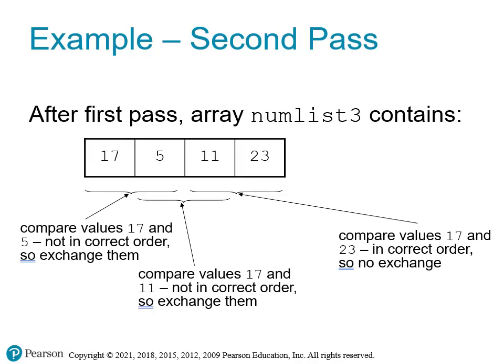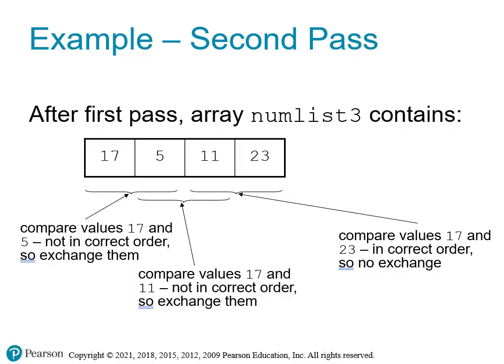The first comparison is between 17 and 5. These numbers are out of order, so we swap them. The array becomes 5, 17, 11, 23. Next, we compare 17 and 11. Again, these are out of order, so we swap them. The array now reads 5, 11, 17, 23.